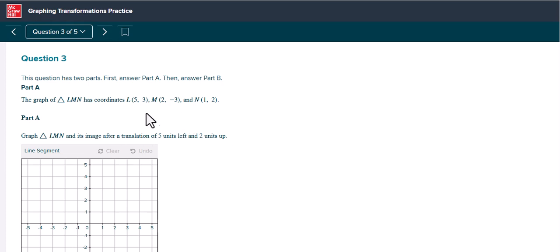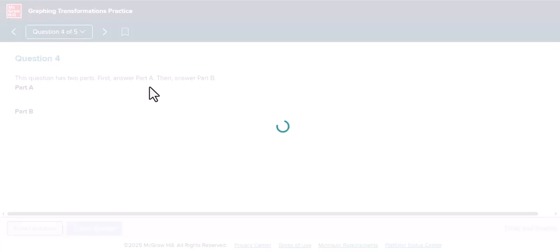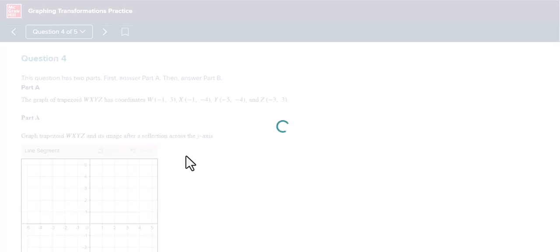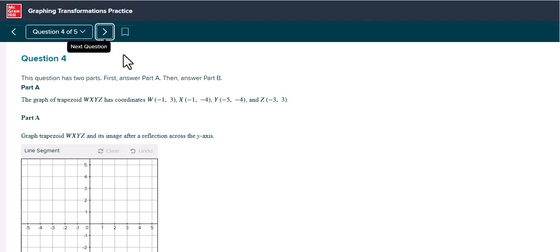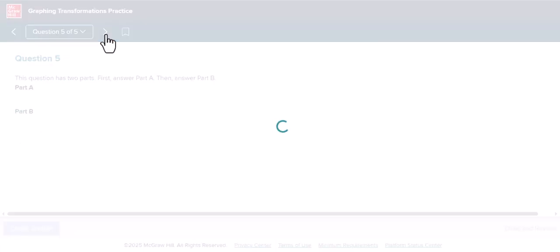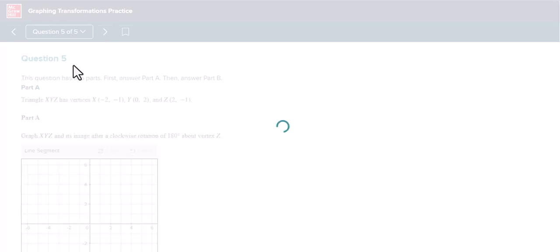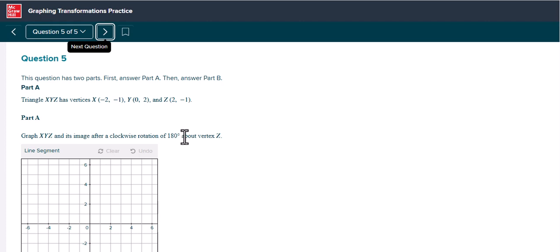You're going to do number 3 on your own, which is a translation. Number 4, I believe, is a reflection, if I remember correctly. Waiting for it to load here on my screen. Yes, reflection over the y-axis this time. Oh, and that was a quadrilateral instead of a triangle. And then number 5 is a 180 degree clockwise rotation. Oh, it says about vertex Z.